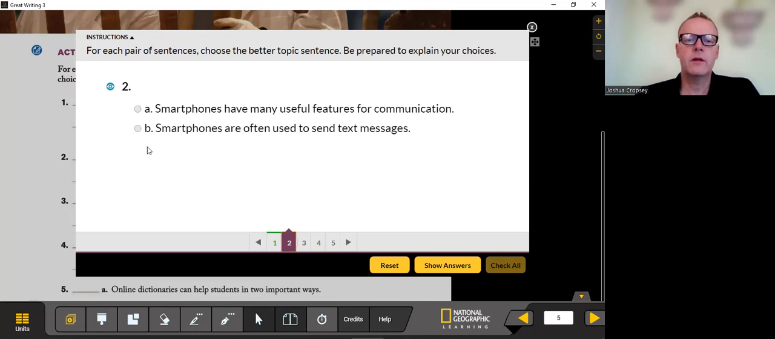Okay, number 2, A. Smartphones have many useful features for communication. B. Smartphones are often used to send text messages. In this case, A would be the better topic sentence. You've got the topic and then useful features. You've got plenty to talk about because you can talk about its features, useful features for communication. So A is correct. B is too general, and it's just a fact. There's nothing to write about.